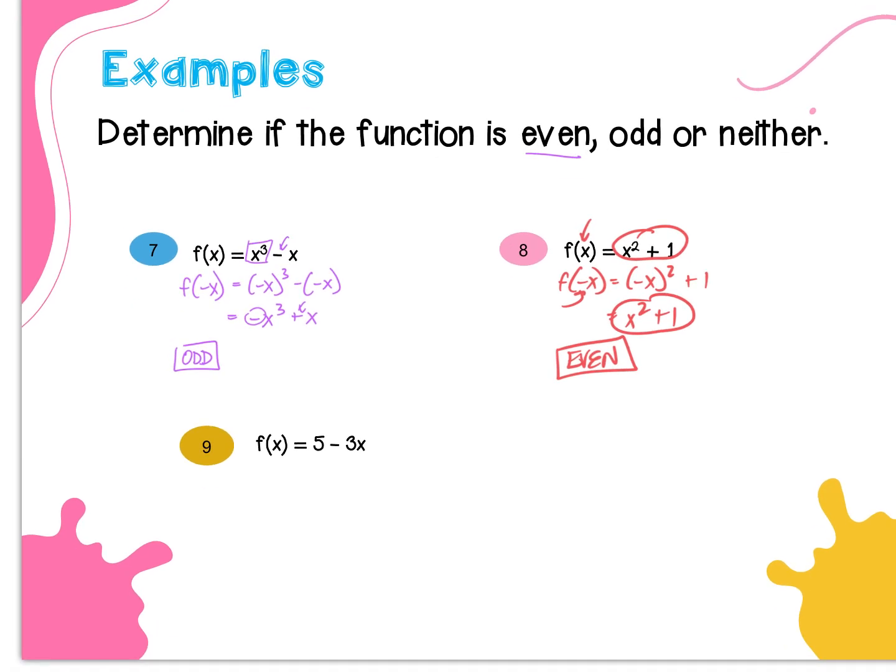I come over to number 9, and I plug in the opposite of x, 5 minus 3 times the opposite of x, and I'm going to get 5 plus 3x.